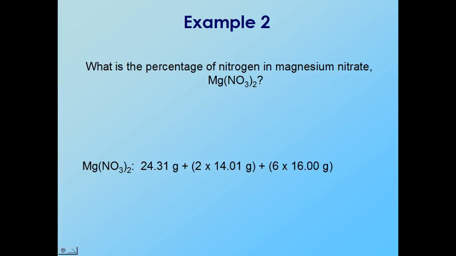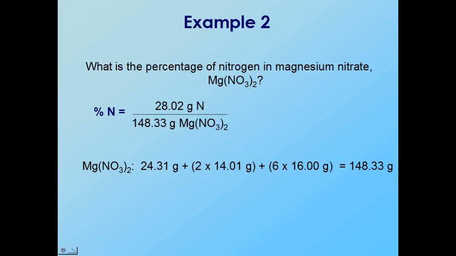So if I look on my periodic table, I'm going to be able to find the mass of magnesium, the mass of 2 nitrogens, and the mass of 6 oxygens. And when I add those together, I get a total mass of 148.33 grams. So the percentage of nitrogen would be the 28.02 for the 2 nitrogens over the 148.33 grams of the whole substance times 100. And with percentages, as I've said previously, you will be allowed to round those to 1 decimal place. The grams cancel out, and you're left with 18.9%.